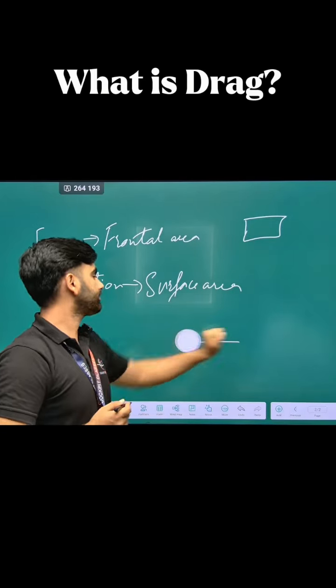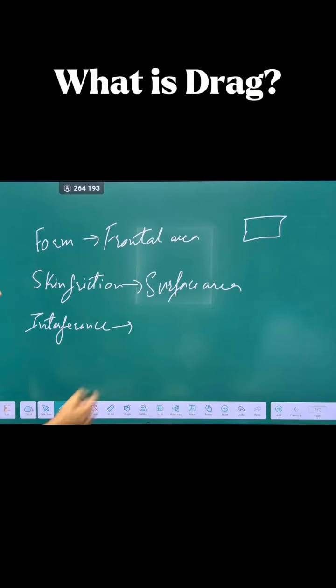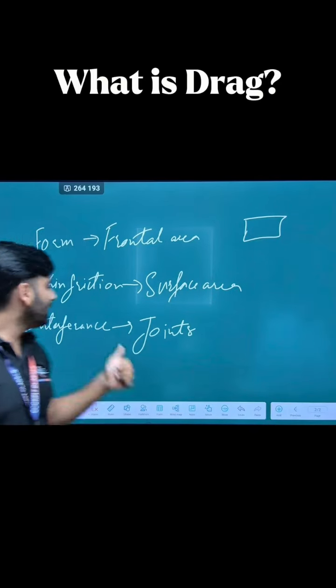The third one is your interference drag. Simply, the one word for interference will be joints. There are basically two joints joining. The drag produced over here will be my interference drag.